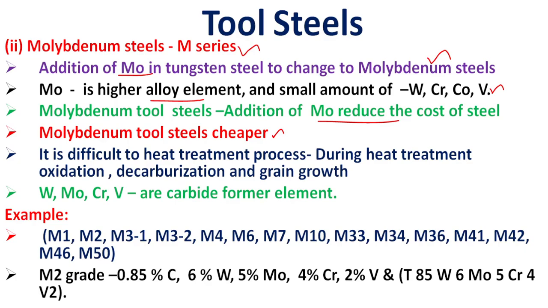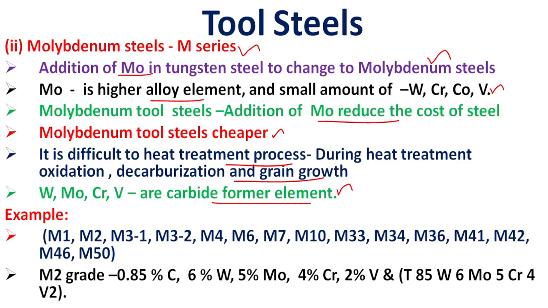It is difficult to heat treat. Molybdenum steel is difficult in the heat treatment process. During the heat treatment process, oxidation, decarburization and grain growth occur. Tungsten, molybdenum and chromium are carbide forming elements. They react with the iron, forming carbides in the tool materials.